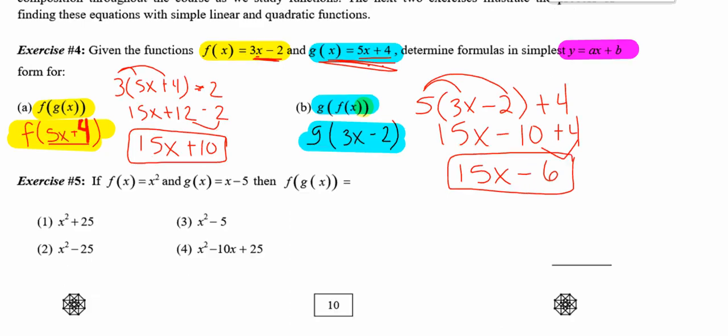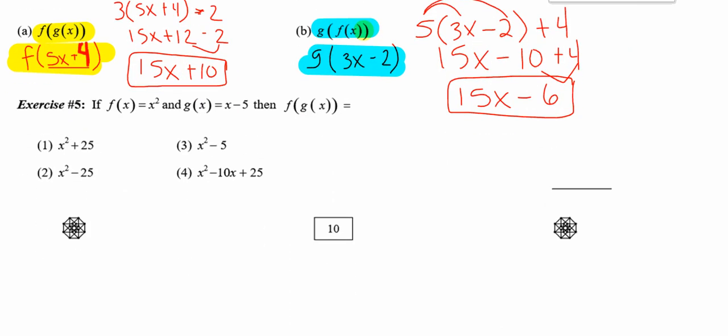All right, the last part is exercise 5. Whew, I know we made it. Still got some time here. If f of x equals x squared and g of x equals x minus 5, then f of g of x is what? So I'm going to go ahead again. I like to highlight everything. So my yellow function is f of x, and my g of x function is in blue.